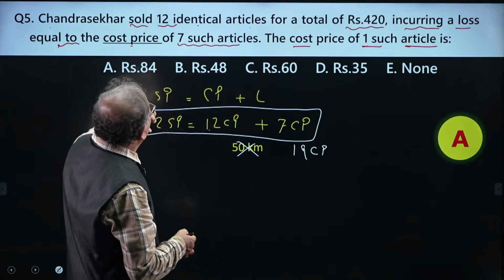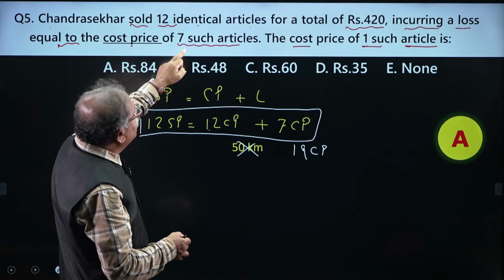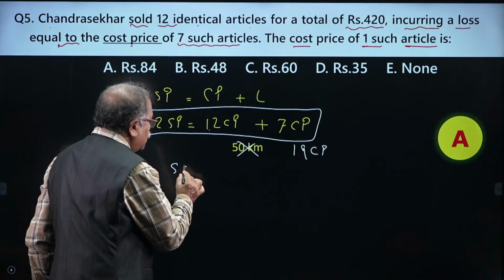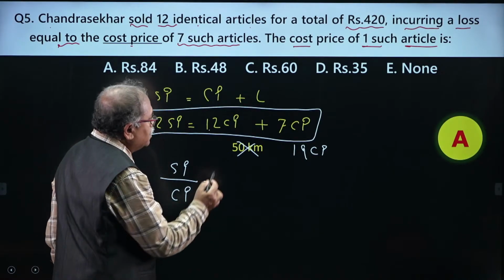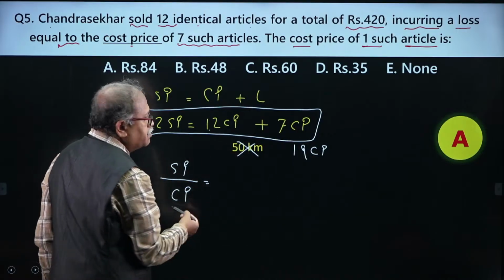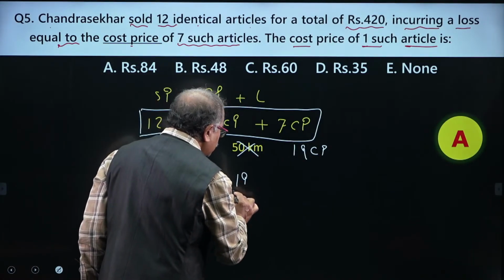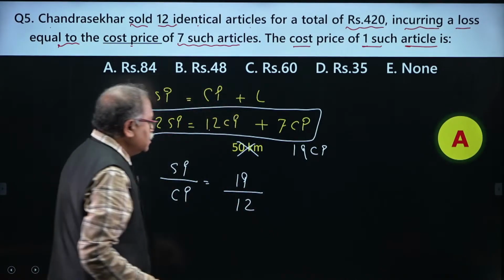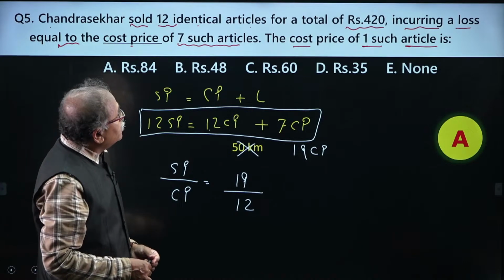Incur a loss equal to the cost price of 7 such articles. So, 19. So, what is SP by CP? Bring the CP over here. You will be getting 19 by 12. So, SP and CP are in this ratio.